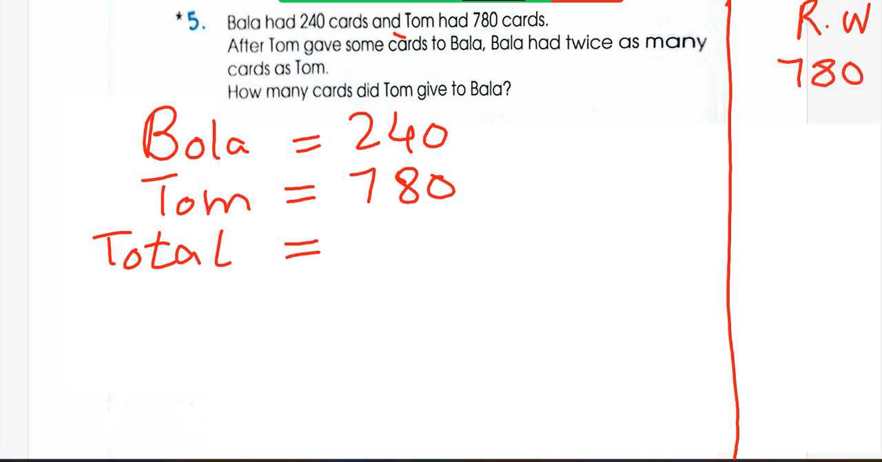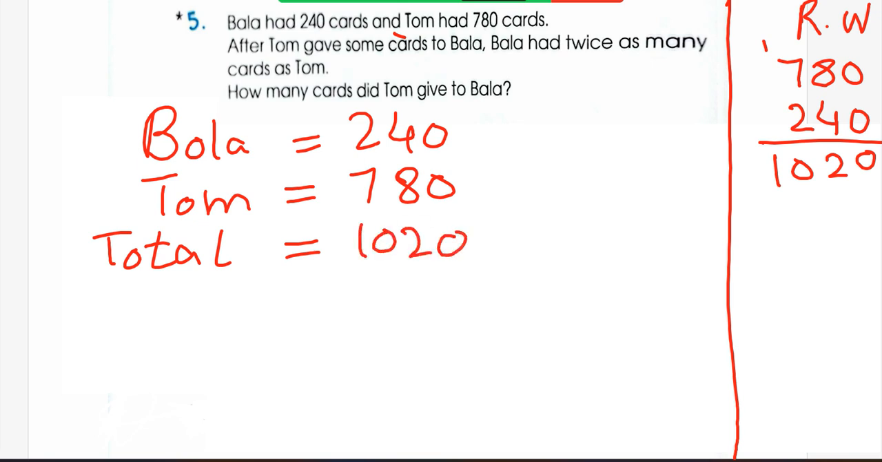780. Whether it is addition or subtraction, try to write the bigger number on the top. Okay. 8 plus 4 is 12. It is 1020. So the total number is 1020 cards in all. Right? Okay, now they said that when Tom will give some of the cards to Bola, Bola will have twice as many cards as Tom. Right?